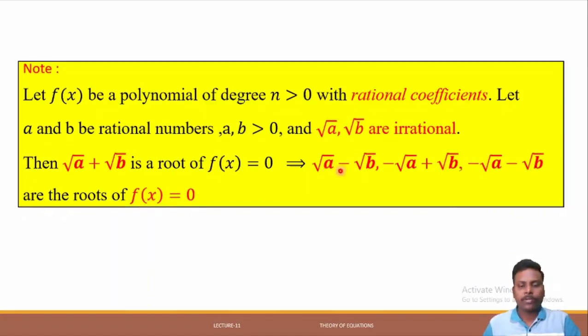That means if one of these four numbers is a root of f of x is equal to 0, then the other three numbers are also roots of f of x is equal to 0. Whenever you are given a polynomial of degree n with all rational coefficients and where root a comma root b are irrational, then if at all one among these four roots is a root of f of x is equal to 0, the other three numbers are also roots of f of x is equal to 0. This is an important conclusion.